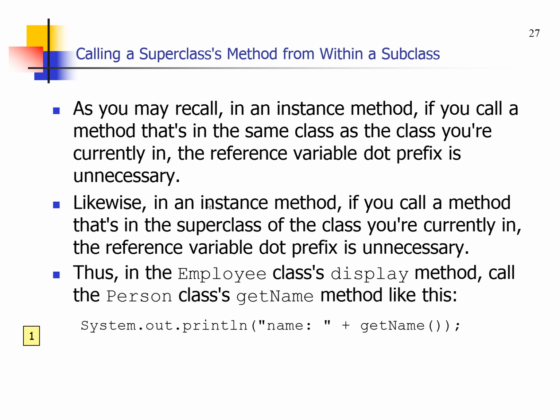Okay, let's continue on. This is now calling a superclass's method from within, like getName. We can just do that all by itself. You don't need anything. It says, if you call a method that's in the superclass of the class you're currently in, the reference variable prefix is unnecessary. Since we extended Person, we do not need to include that.